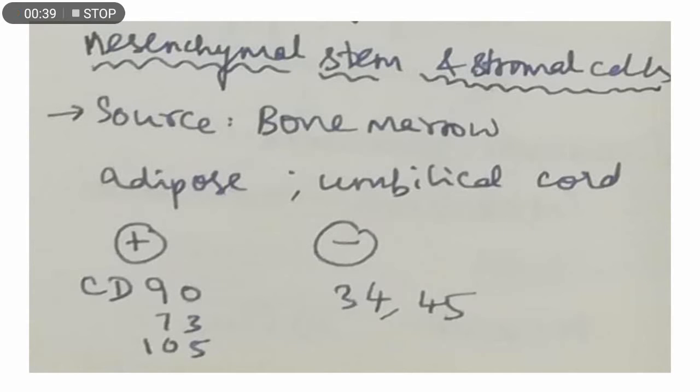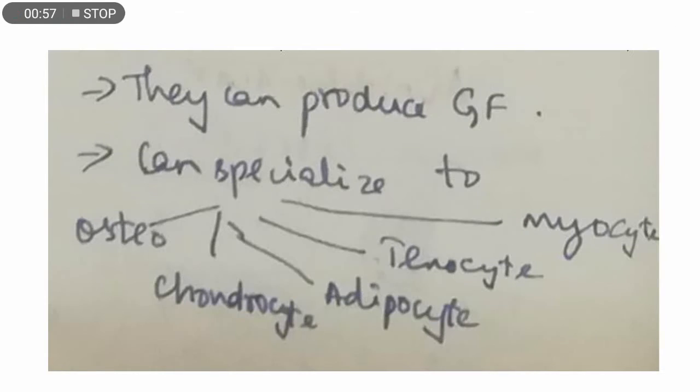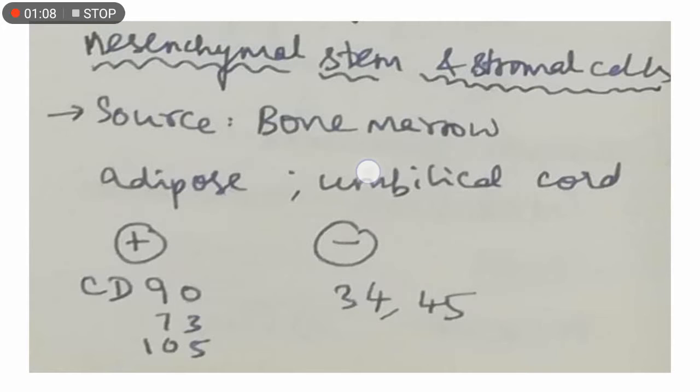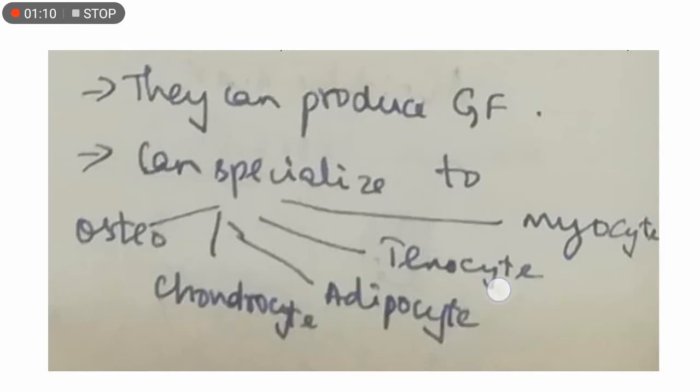Let's go to the bone. So mesenchymal stem cells and the stromal cells. The source is the bone marrow or the adipose tissue and the umbilical cord. The cluster of differentiation markers present include 73, 90, and 105, whereas the ones which are absent are very important: CD34 and CD45 are absent. These cells can produce growth factors, and can also specialize into osteoblast, chondrocyte, adipocyte, tenocyte, myocyte, anything, because they are derived from the bone marrow, adipose tissue, and the umbilical cord.